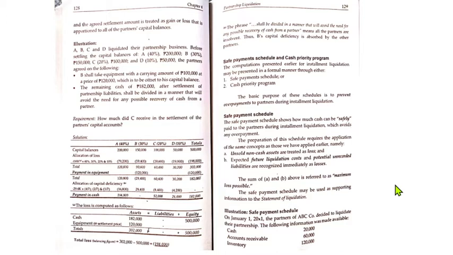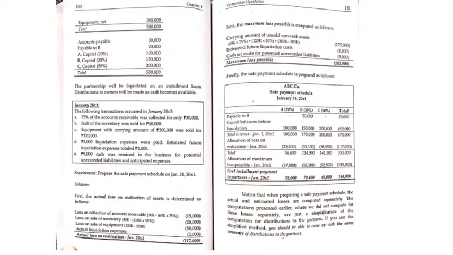Okay, so let us look at the illustration on the safe payment schedule. On January 1, the partners A, B, and C decided to liquidate. The following information was made available. You are given cash of 20,000, AR 60,000, inventory 120,000, and equipment at 300,000, total 500,000. Then you have accounts payable to B, an inside creditor, and the ABC capital, total 500,000. So first check that the balances total 500,000. The profit and loss ratio is 20, 30, and 50%. The partnership will be liquidated on an installment basis. Distribution to owners will be made as cash becomes available.